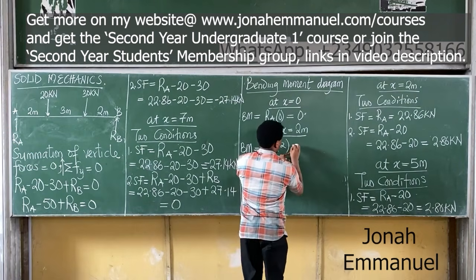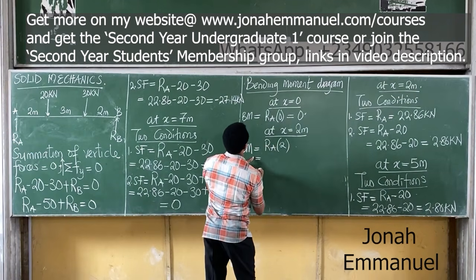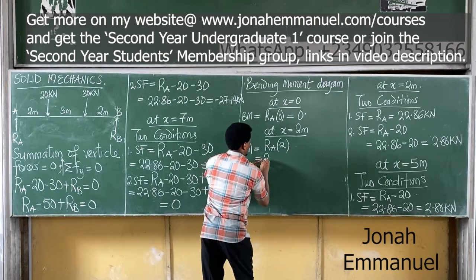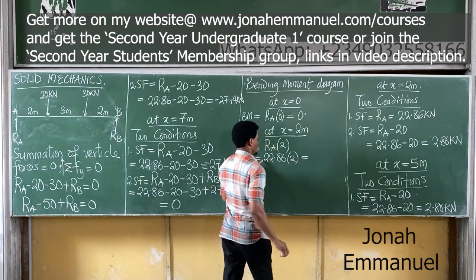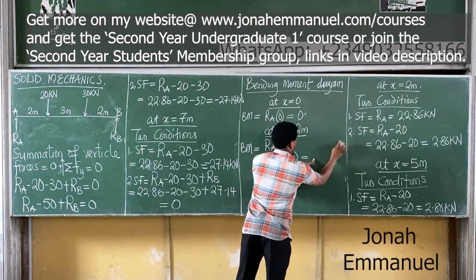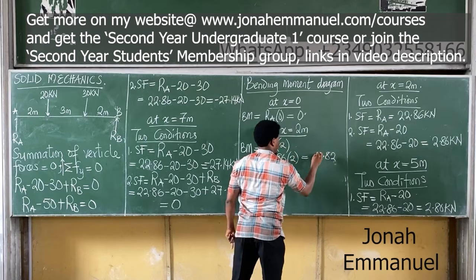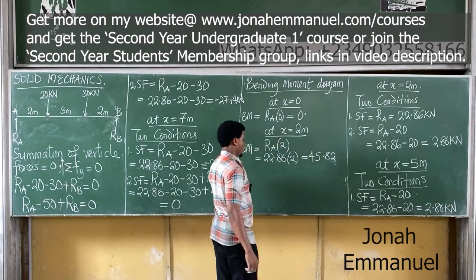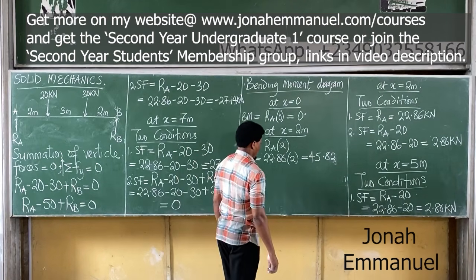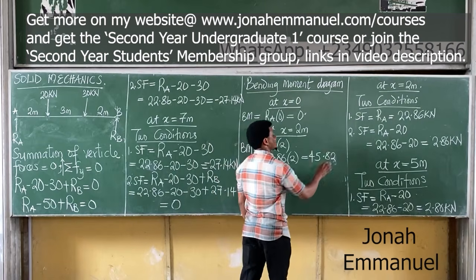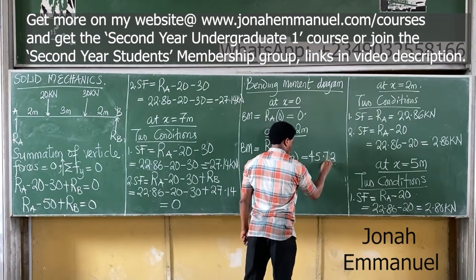And that's equal to RA, which is 22.86 times 2. That's equal to 45.72.